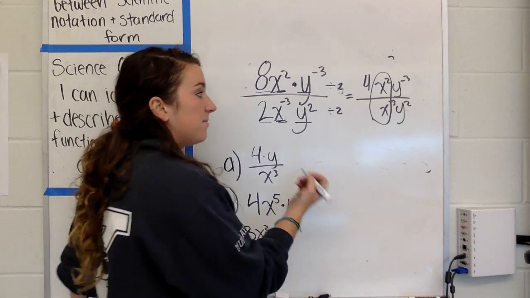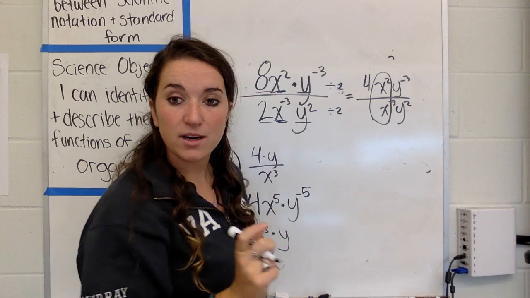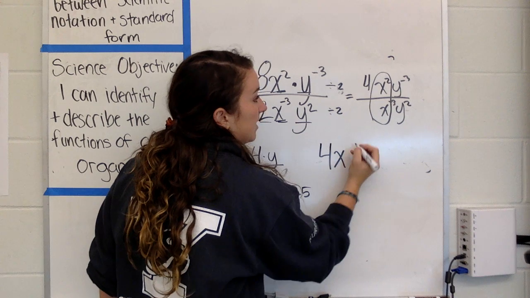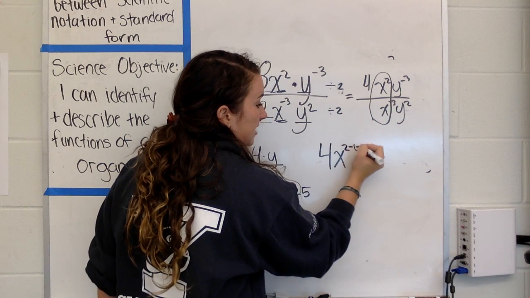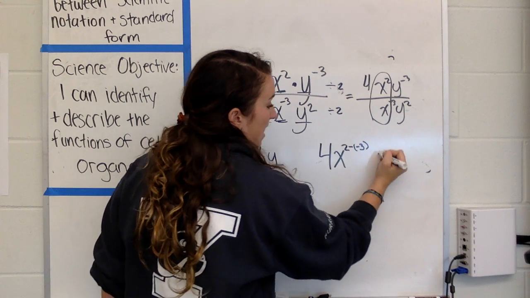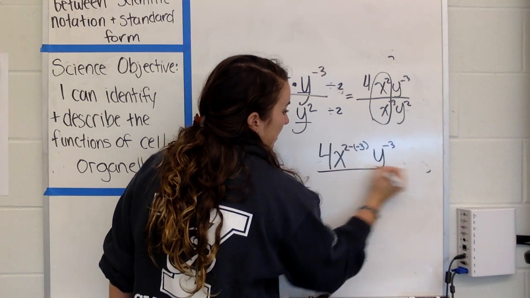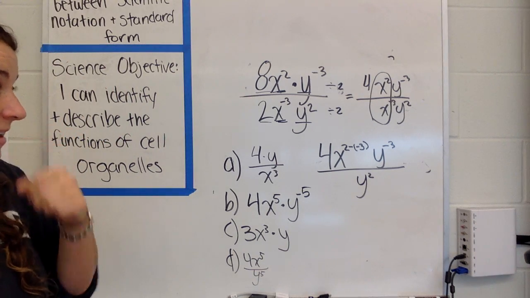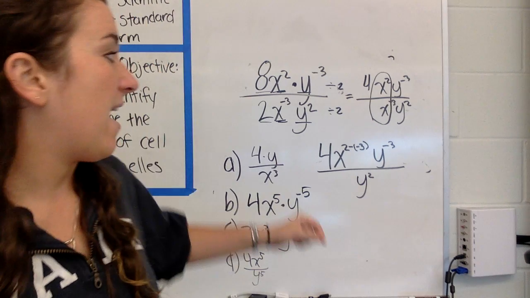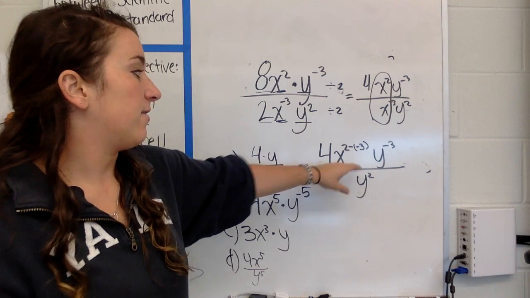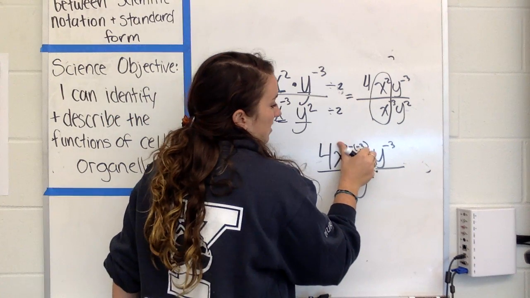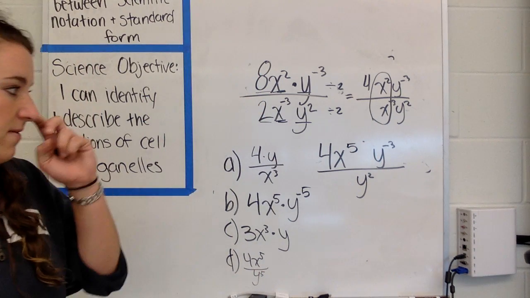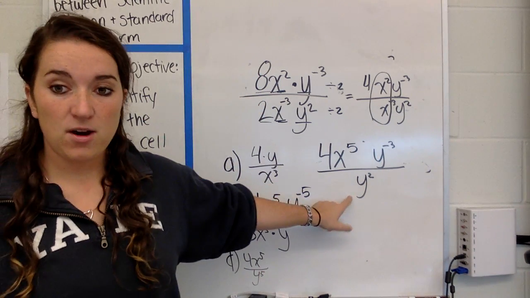The way I do that, what operation am I doing with the fraction bar? Right, division. So I can do 4x, subtract my exponents, 2 minus -3, and then I'll leave my y's the way they are. All right, so now I have 2 minus -3, which is 5. So I have 4x to the 5th, y to the negative third power over y squared.